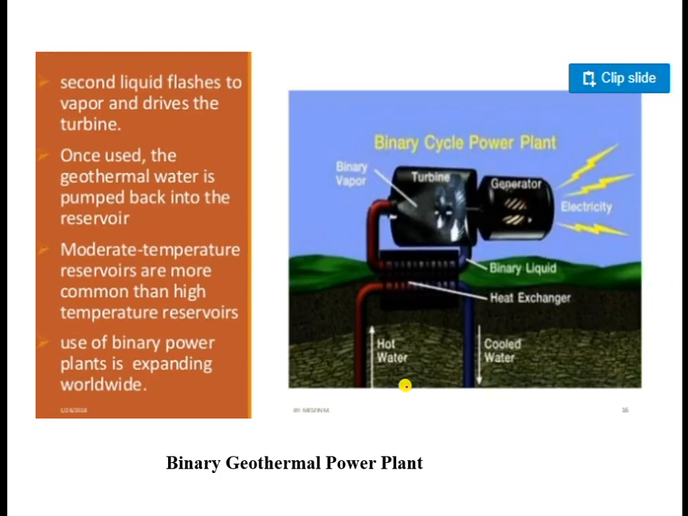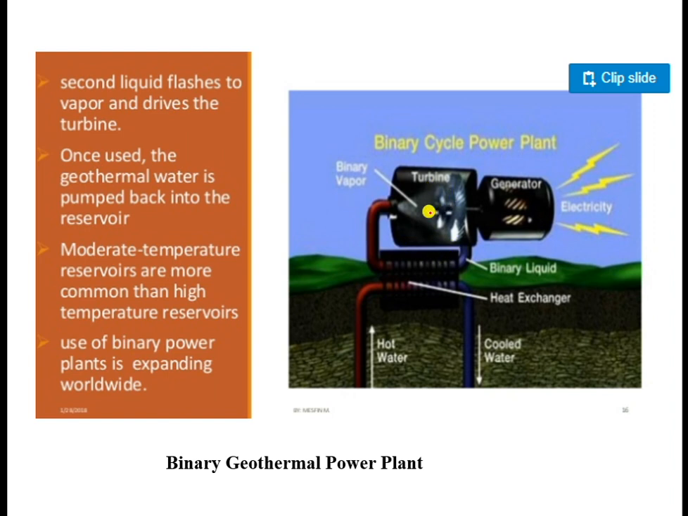But in this case, there is one circuit through which the hot steam as well as the hot water from the earth's crust can be recirculated continuously. And here another liquid, which can be vaporized and used for running the turbines, takes away the heat from this primary fluid which is flowing through here, which is a hot one. It takes away the heat from this hot fluid and is converted into steam, or vaporized form, which will run these turbines.